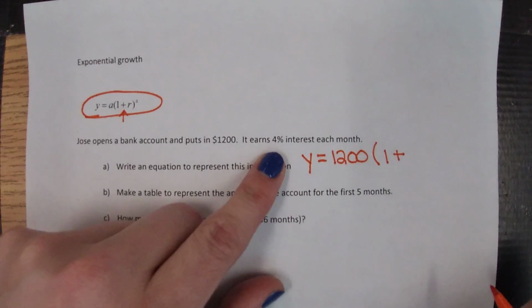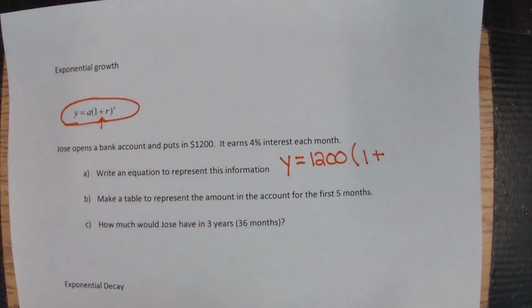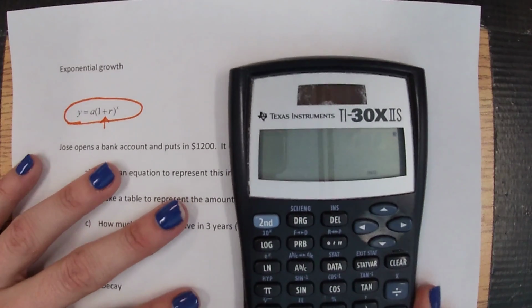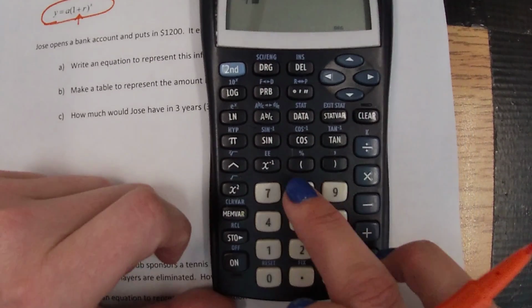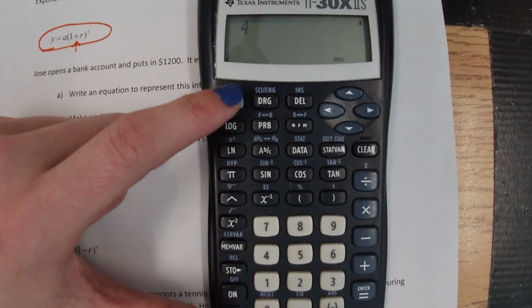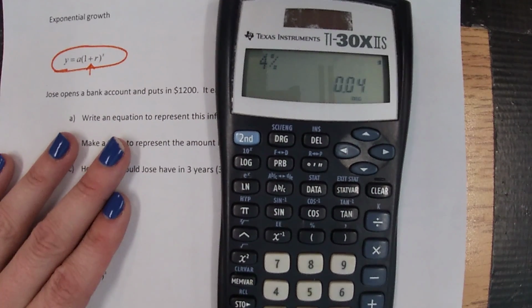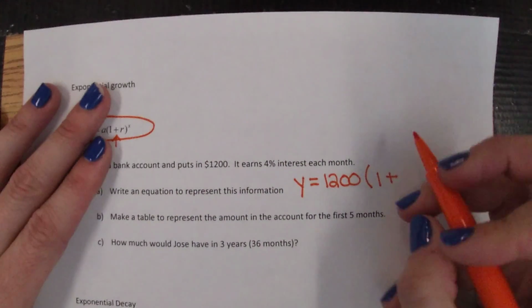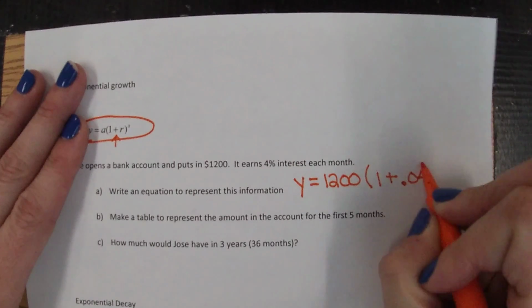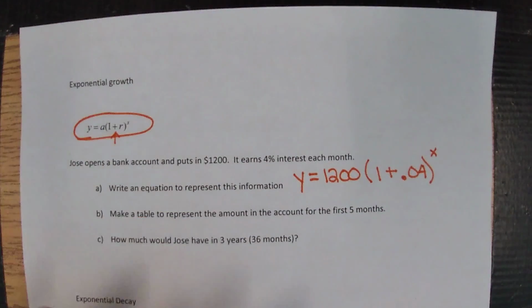The rate is 4%. Remember, if we're turning a percent into a decimal, we need to move the decimal point 2 places to the left. This is something you absolutely should know at this point. You can also remember that it's 4 over 100 and divide that out. Or if you're desperate, in your calculator, 4, there's a percent sign right above the open parenthesis. If you do second percent, it will turn it into a decimal for you as well. So 4% is 0.04, all to the x.